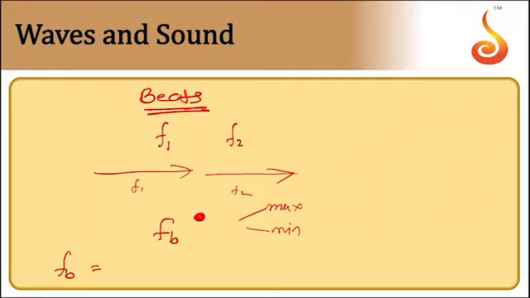And this beat frequency is given by F1 difference F2. Very simple. It's the difference of frequencies of the interfering waves. So if you consider two waves, then the beat frequency corresponds to F1 minus F2. F1 minus F2 is the beat frequency.